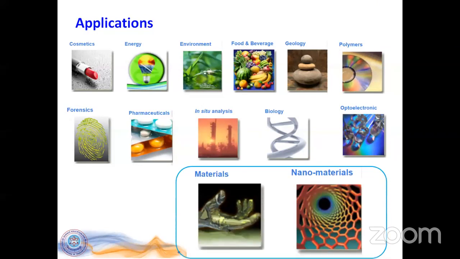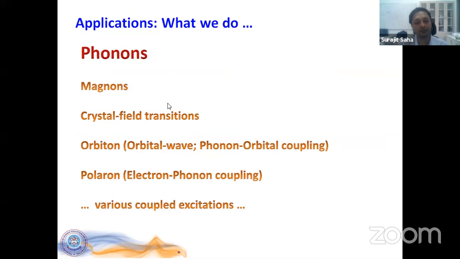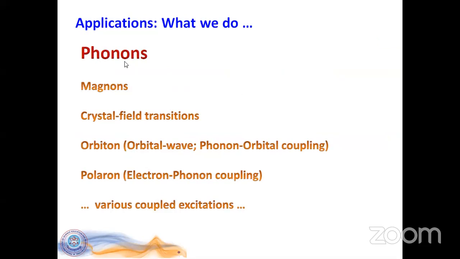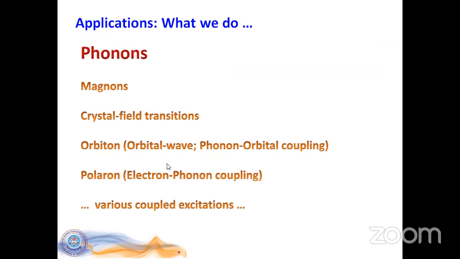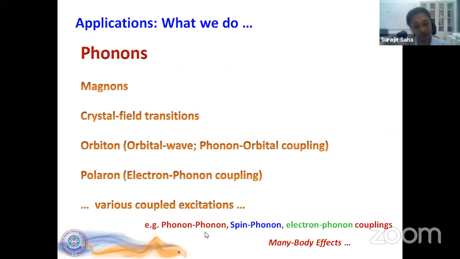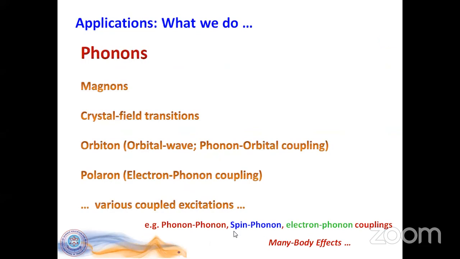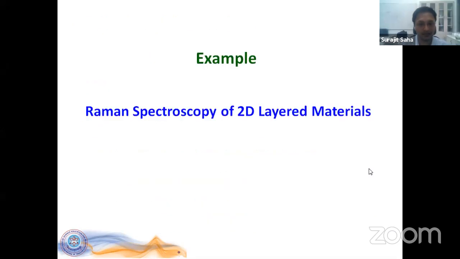But what we often deal with is materials and nanomaterials, and here is where we are mostly interested. So we look at phonons, but apart from phonons, we also try to look at magnons in the system or the specimen, crystal field transitions, and then orbital waves or electron-phonon interactions, spin-phonon interaction, even phonon-phonon interactions. That's where I connect this as the many-body effects. And now I'll move on. I'll take a couple of examples.